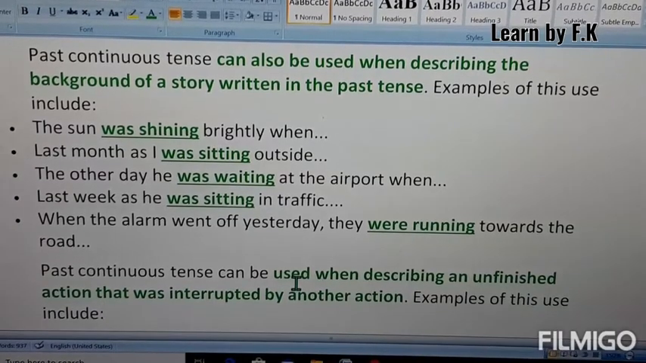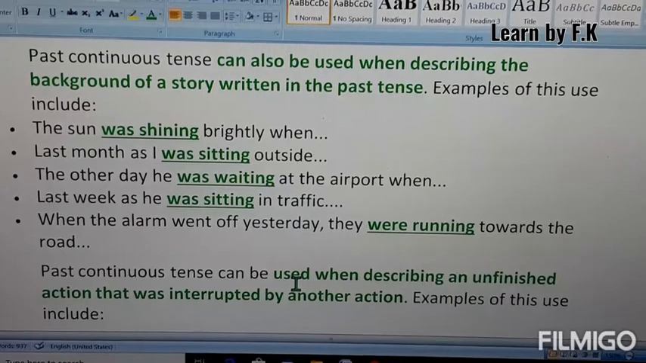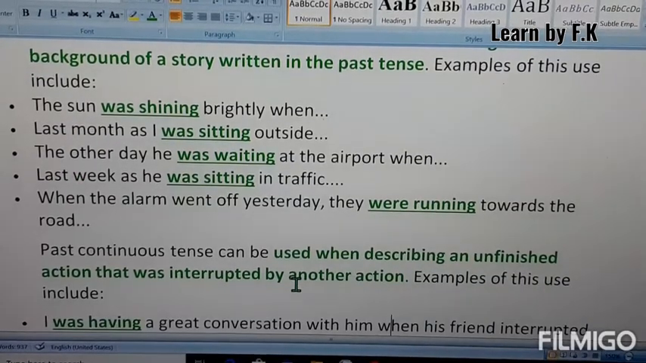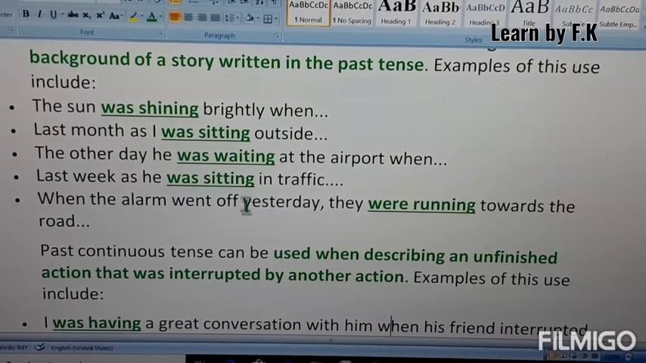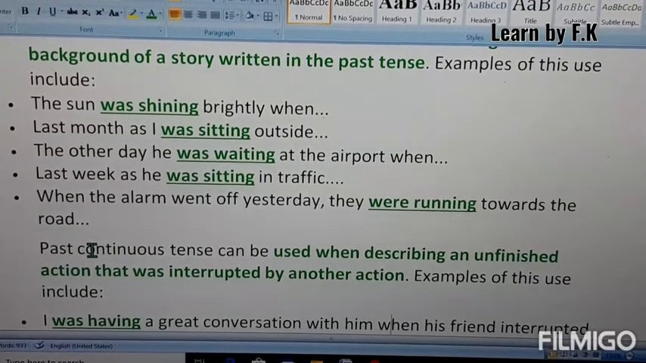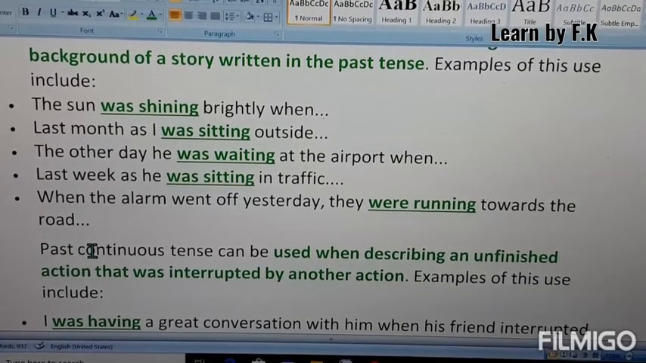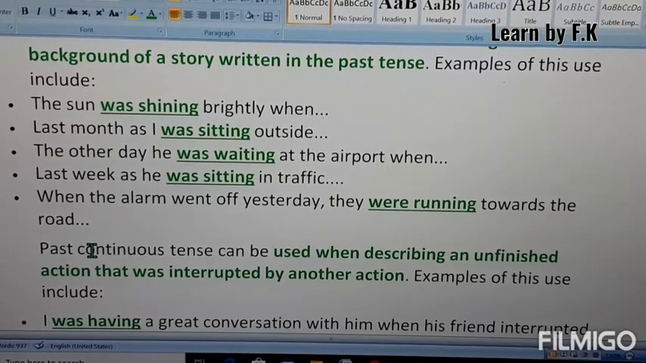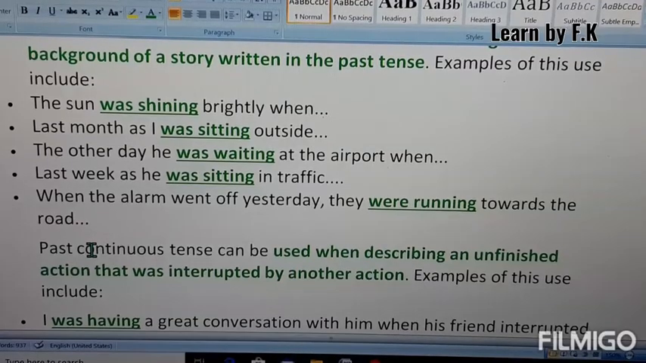When the alarm went off yesterday, they were running towards the road. So these all are examples which show the background of the story in the past continuous tense. Past continuous tense can also be used when describing an unfinished action that was interrupted by another action.